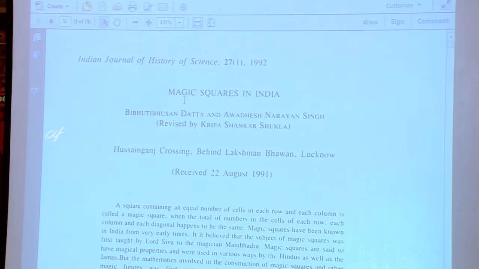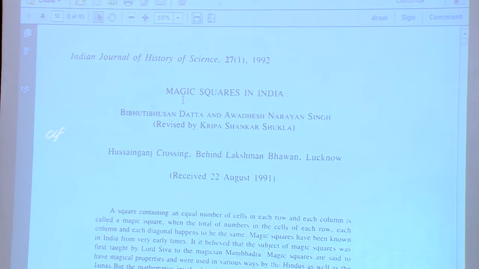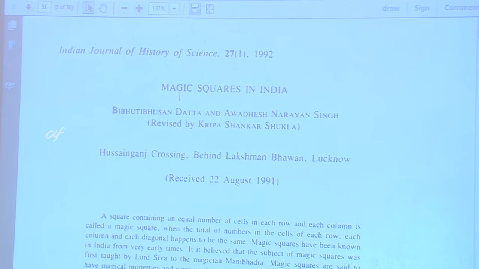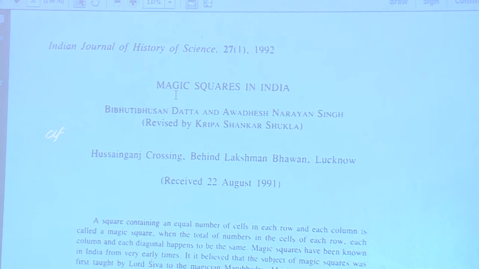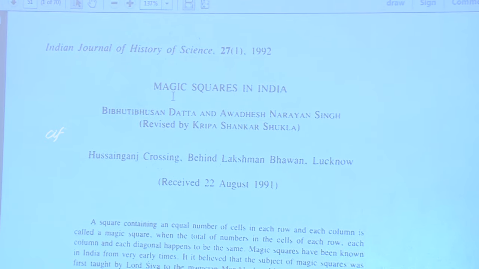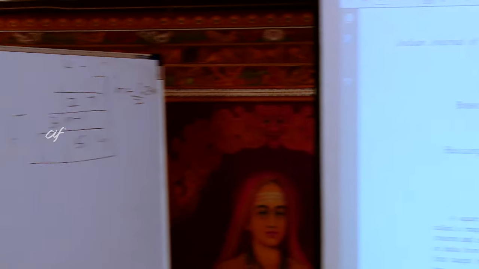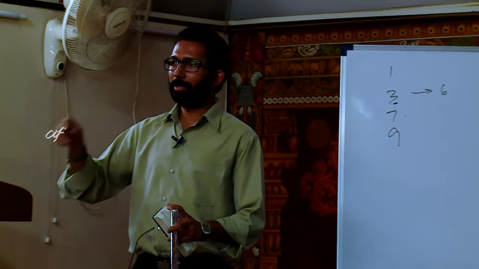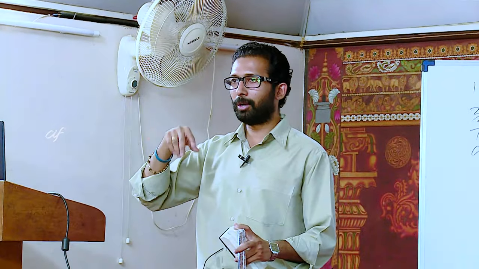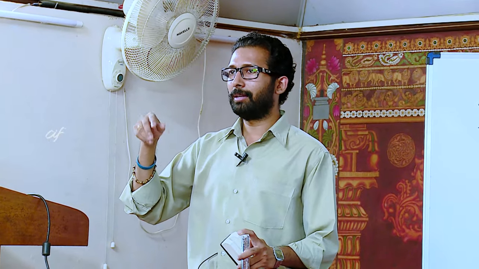As for history, it is commonly believed that magic squares originated in China. There is a story that a king got a tortoise or a turtle from the river, and he saw some white and black dots on top of it. The white dots represent even numbers and black represents odd, or vice versa. And it was the first magic square. It is called Lo Shu.